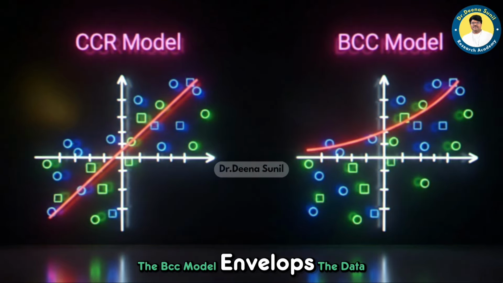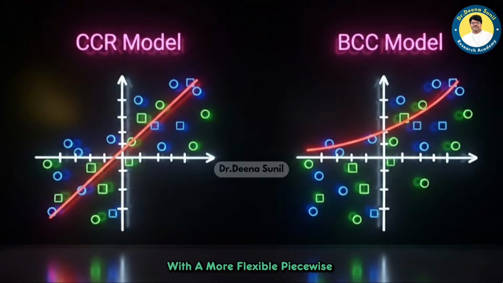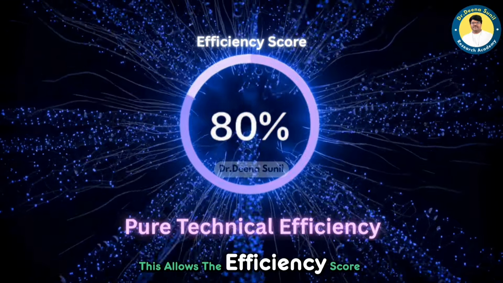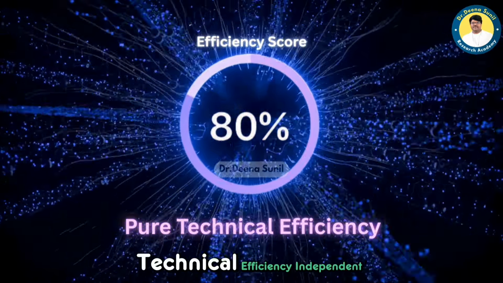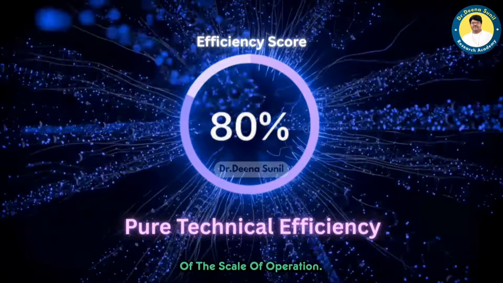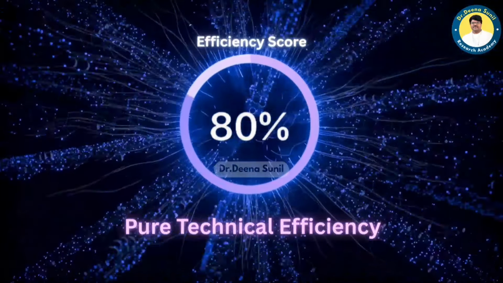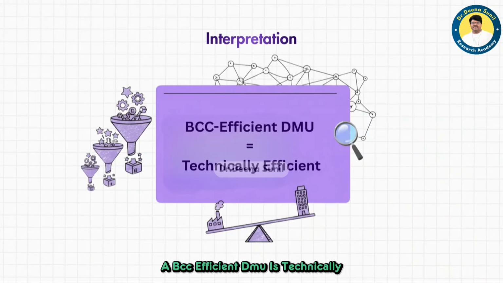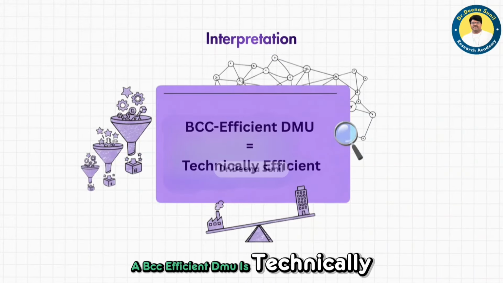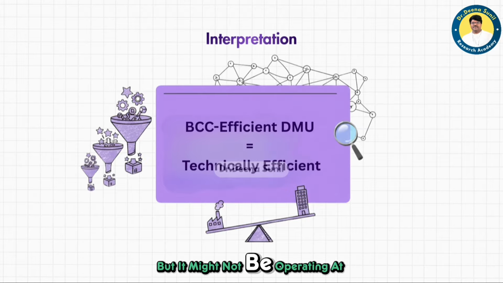The BCC model envelopes the data points with a more flexible, piecewise linear and convex frontier rather than a single ray from the origin. This allows the efficiency score to reflect only pure technical efficiency, independent of the scale of operation. Interpretation: a BCC efficient DMU is technically efficient, but it might not be operating at the optimal size.